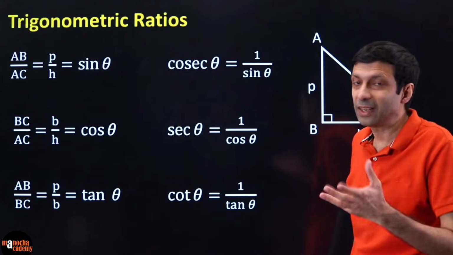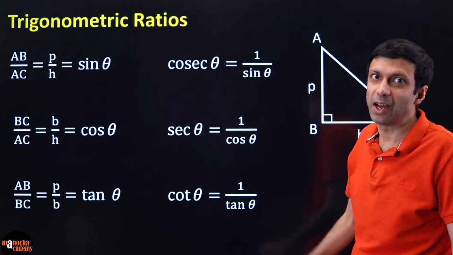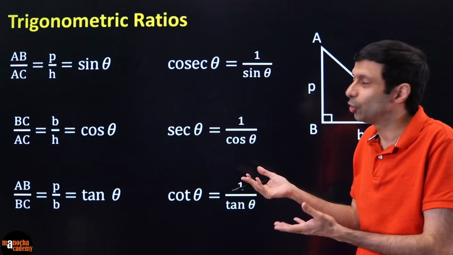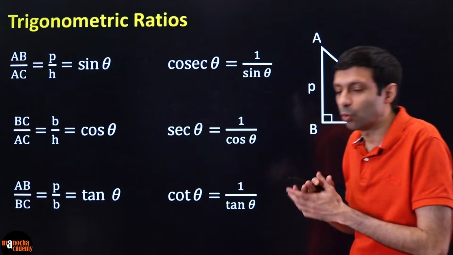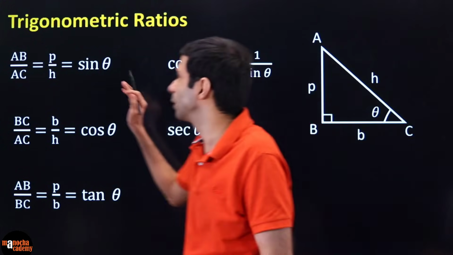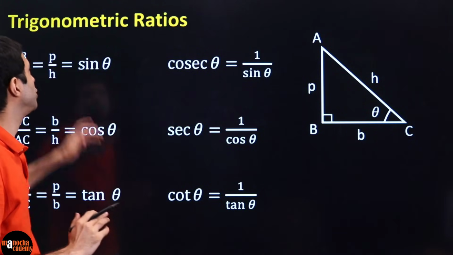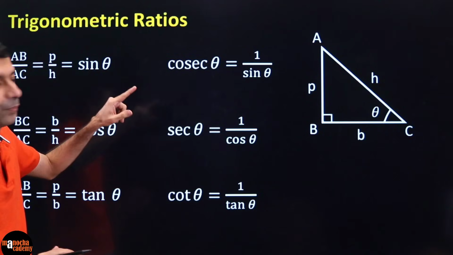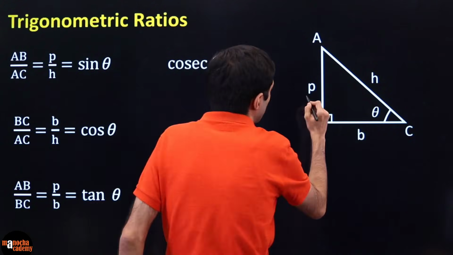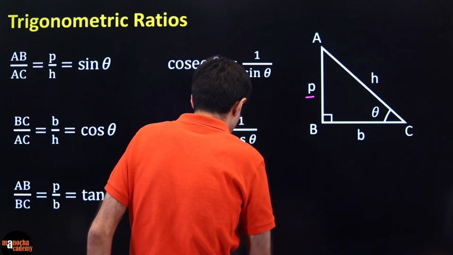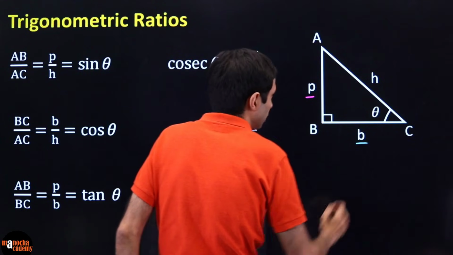Now, why is that theta important? Because all these trigonometric ratios are given names like sine theta, cos theta, right? So what do they mean? Let's start off with the first ratio. Now, trigonometric ratios are ratios of the sides, and that is why we have P, B, H, right? So we told this is the perpendicular, this is the base here, and that's your hypotenuse.